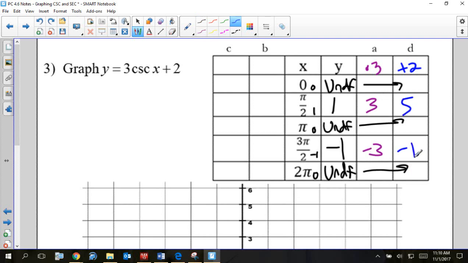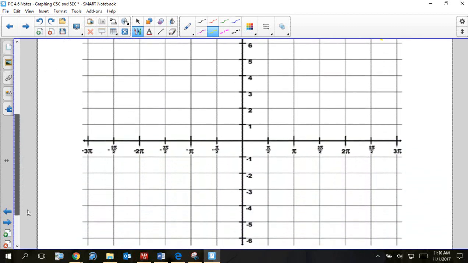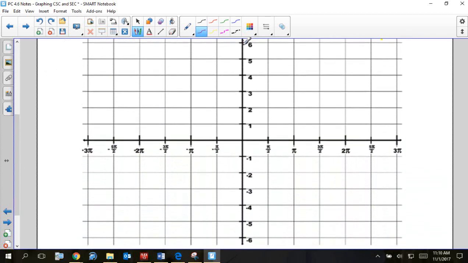And we will remember, always graph the outermost x and y. So at 0, undefined. What was next? Pi was undefined. My chart in front of me. At pi over 2, it was 5. And at 3 pi over 2, it was -1. So I got it on my chart.